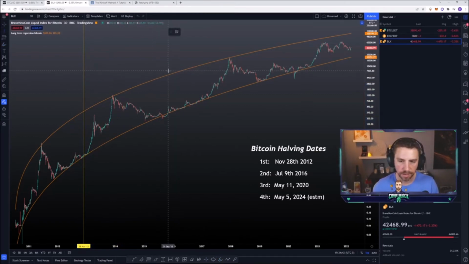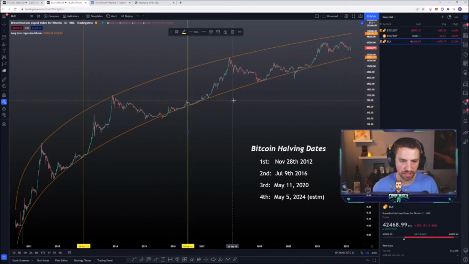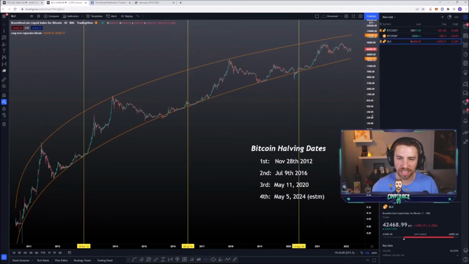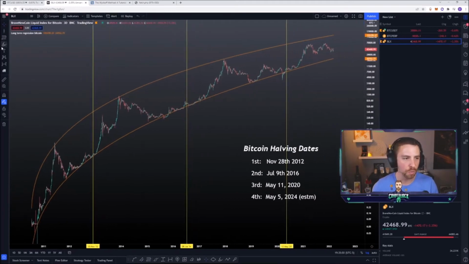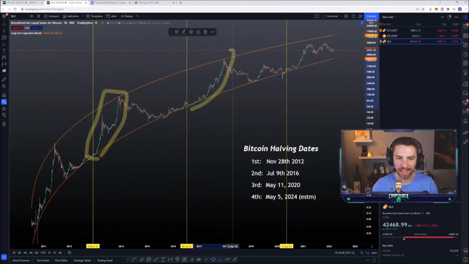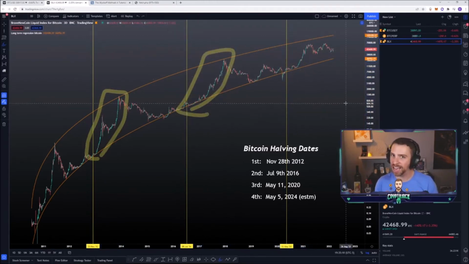July 9th of 2016. That's as close as we're going to get. Let's go ahead and throw the other ones in. Okay, so let's look at these really quick. We already identified that there was a nice bull run here. That kind of looks like a bull run too. That looks like a bull run too. I think we're on to something.